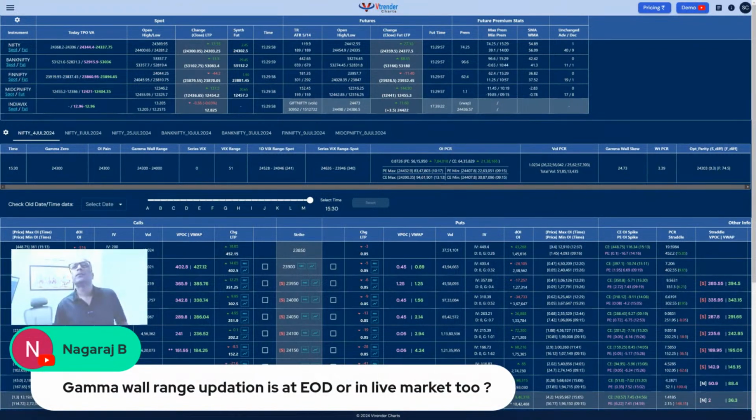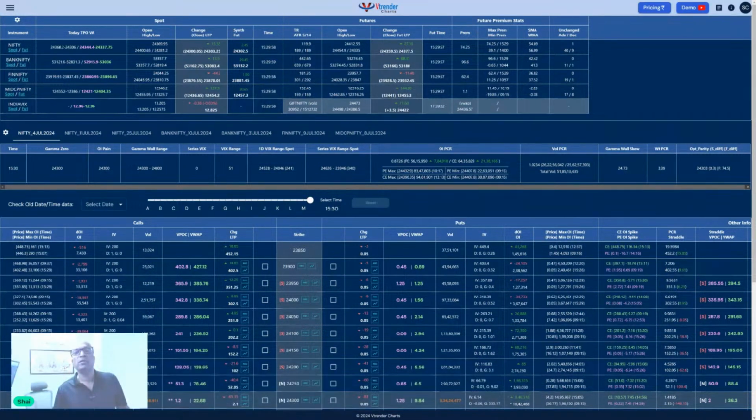Audio issues are fine. So gamma wall updation is end of day on live? There's no purpose of gamma wall updated end of day. Gamma is real-time live streaming information, and the best value to us is when it is live. So the gamma wall is updated live as the market moves every second.